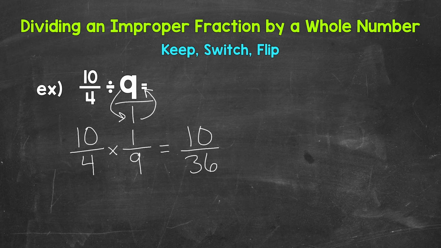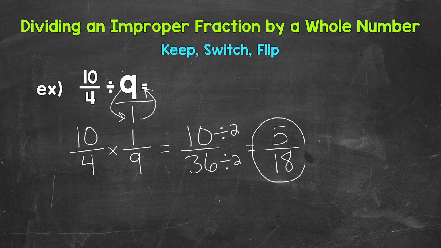We have a common factor other than 1 between 10 and 36. There's a greatest common factor of 2. So let's divide 10 by 2 and 36 by 2 in order to simplify. 10 divided by 2 is 5. 36 divided by 2 is 18. The only common factor between 5 and 18 is 1. So this is in simplest form. Final simplified answer, 5/18. So there's how to divide an improper fraction by a whole number.